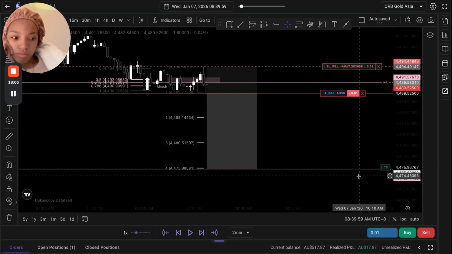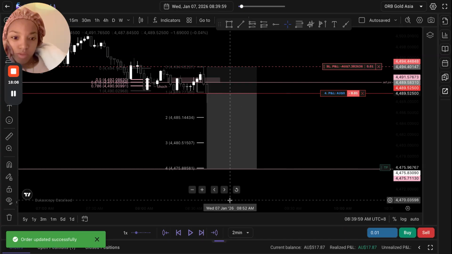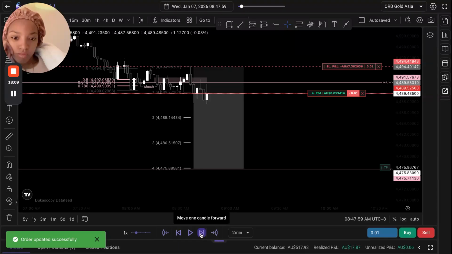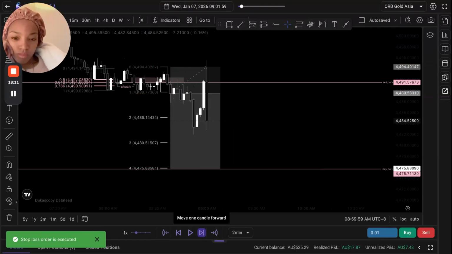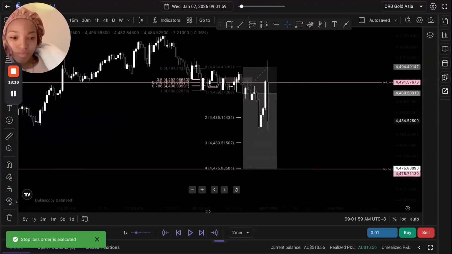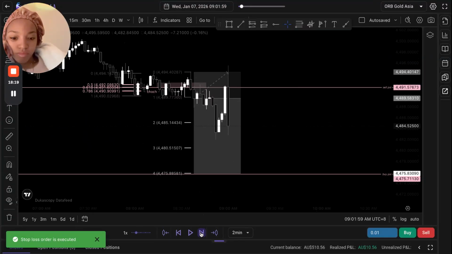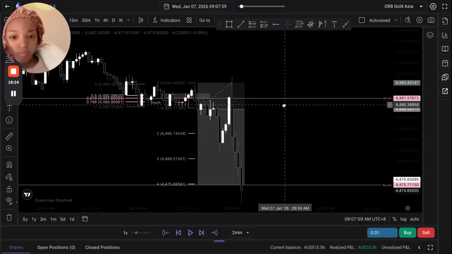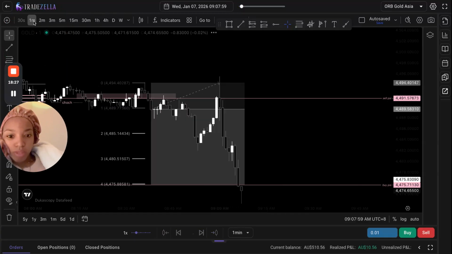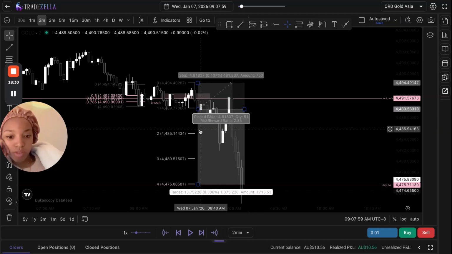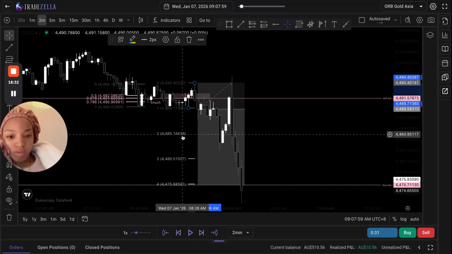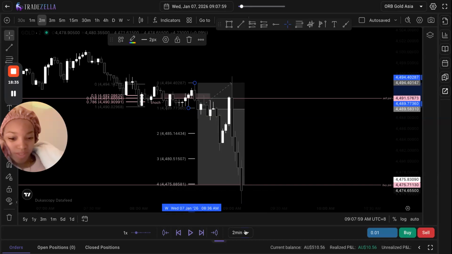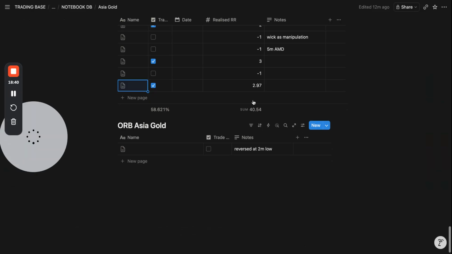Let's just see. Came out in order, okay. We just hit standard deviation 2. Oh, it hit the rest though. What can I do with that information? There's not much I can do with that information. We hit standard deviation 2. We were manipulated. We came down. Oh, it stopped me out though. That's like another test thing.